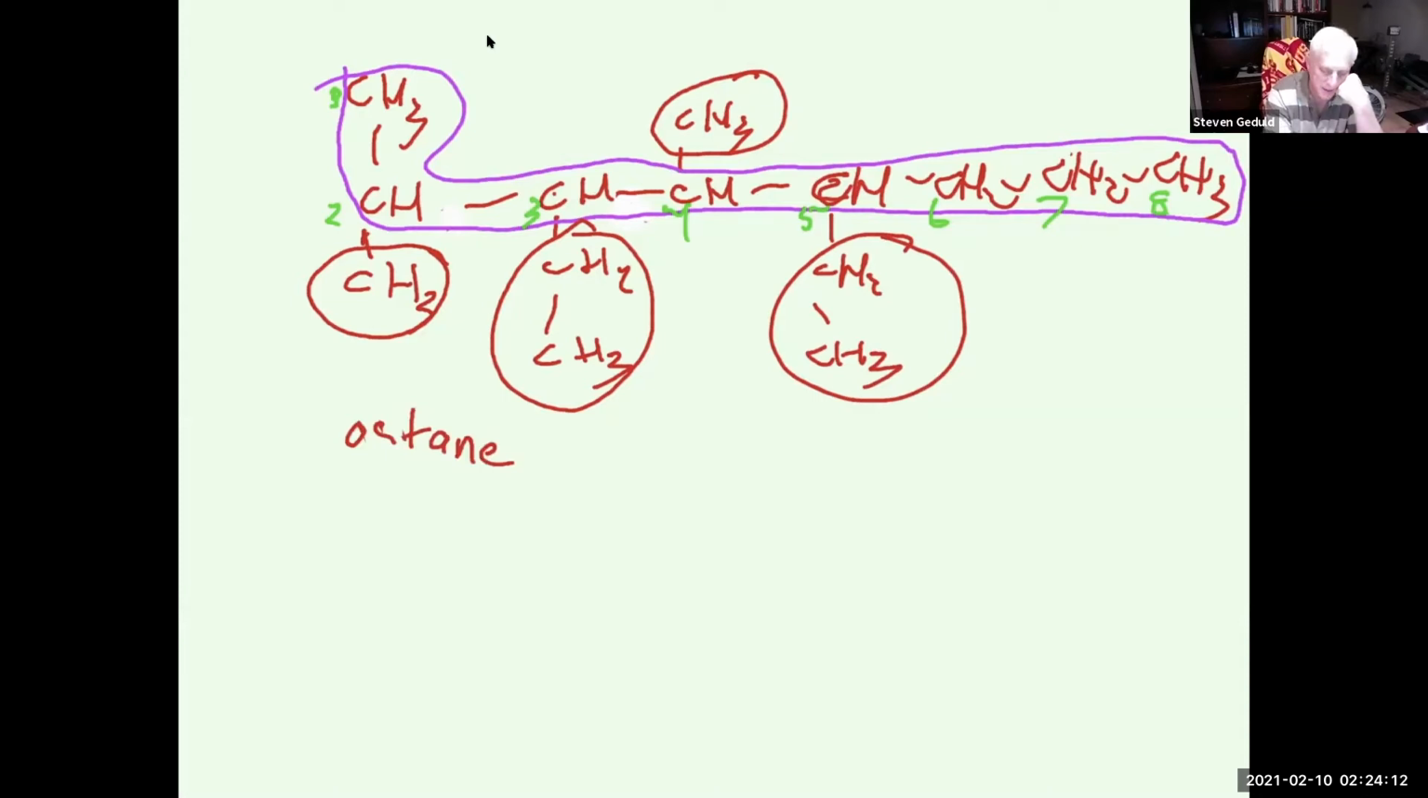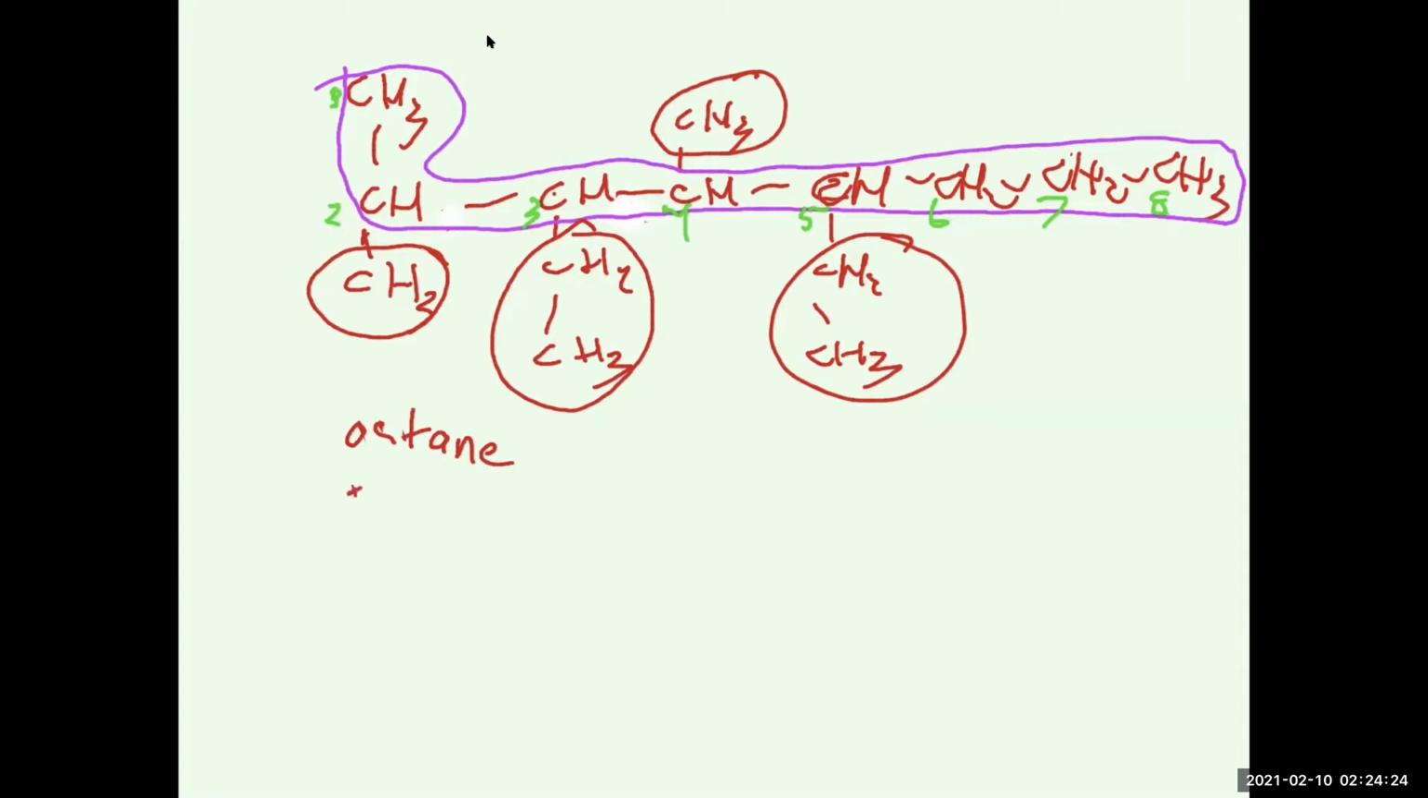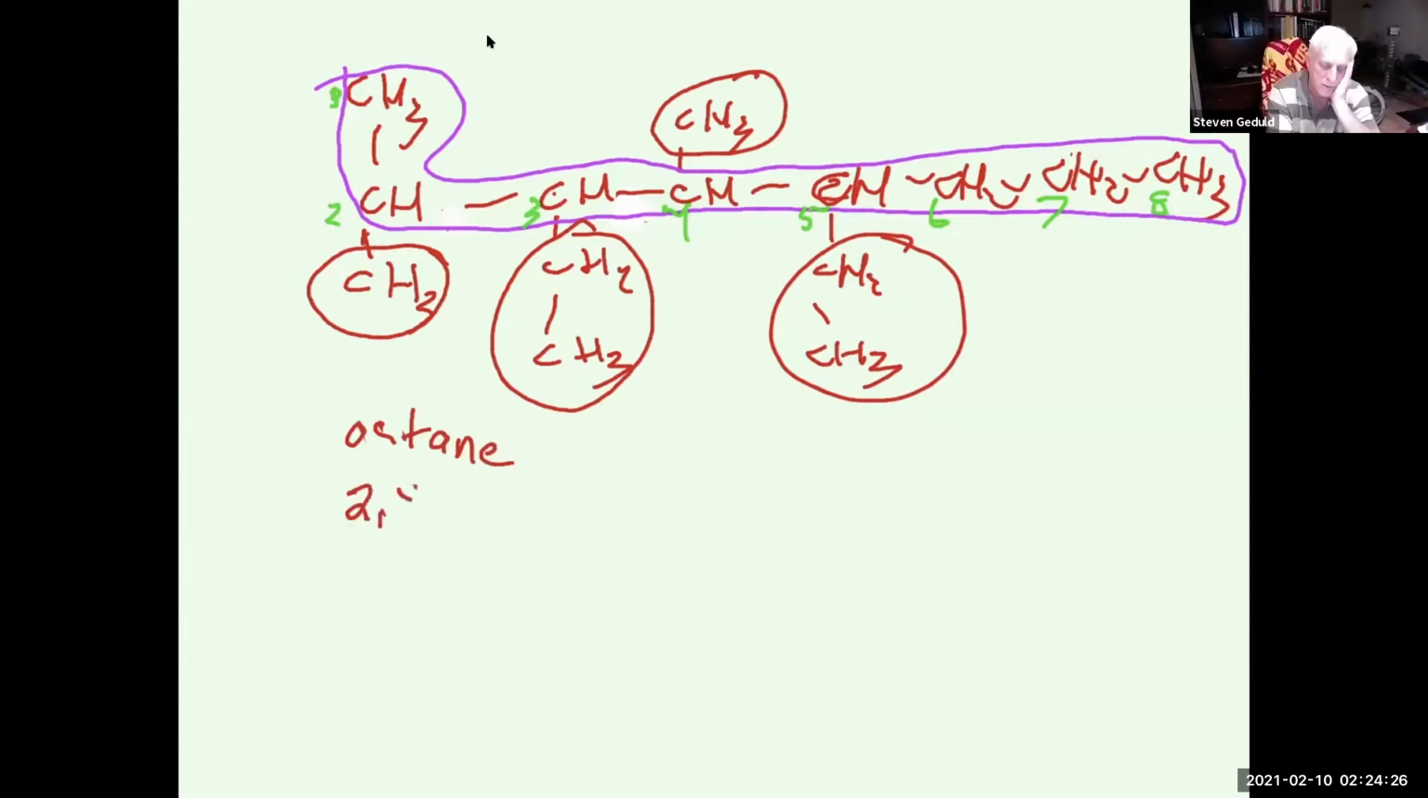Okay. Let's name the methyl groups. What numbers are methyls at? Two and four. Perfect. So 2, 4, and there's 2 of them. So it's dimethyl. Di means 2.